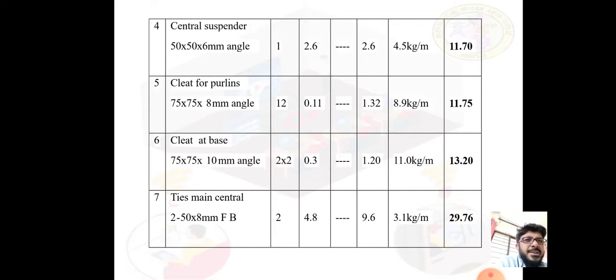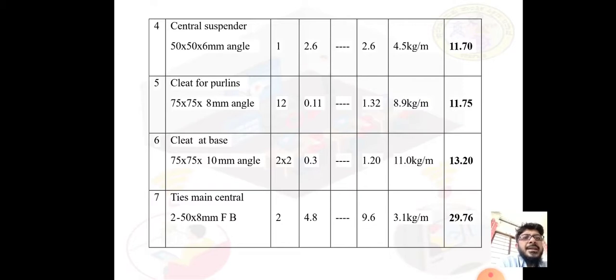These are the small pieces which are fixed to the principal rafter. The 0.11 meter is the cross sectional length along the principal rafter, which you get if you calculate. So total 1.32, and weight per meter is 8.9. Total weight 8.9 into 1.32 is 11.75 for the total of 12 cleat angles.